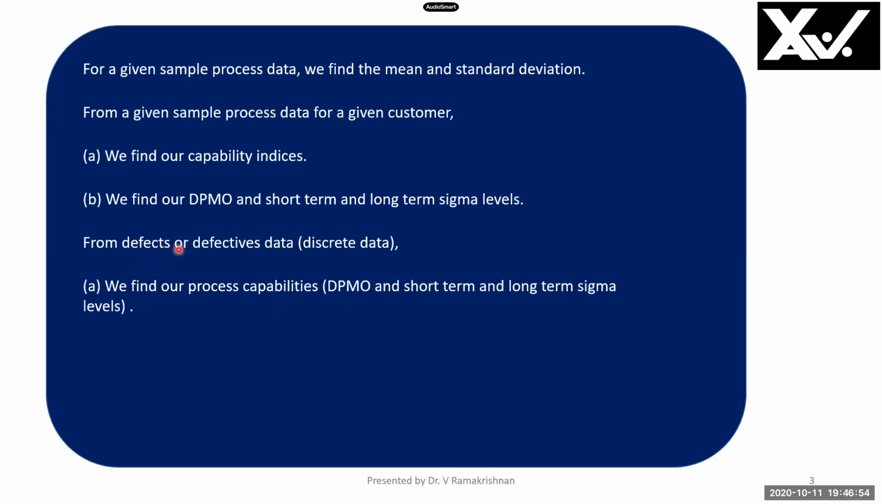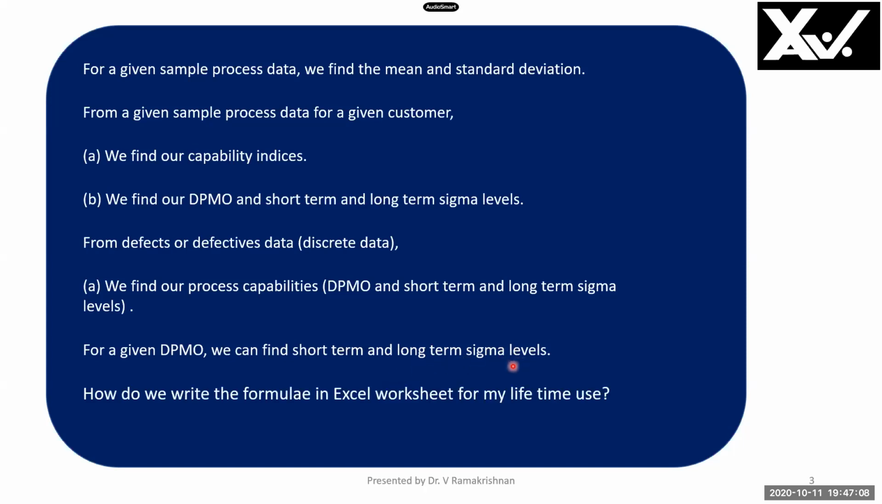The defects or defectives, defective means rejections. Finally, for a given DPMO, the DPMO can come from continuous data or discrete data, we can find the short-term and long-term sigma levels, which I'll explain in the final stages.